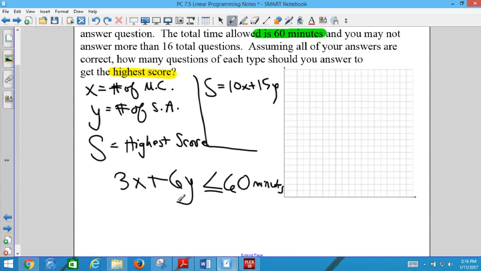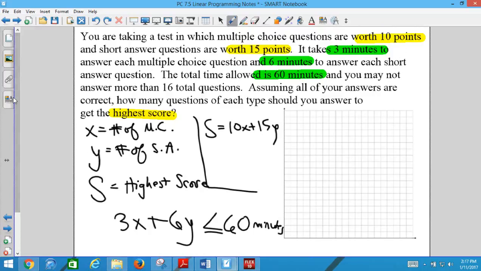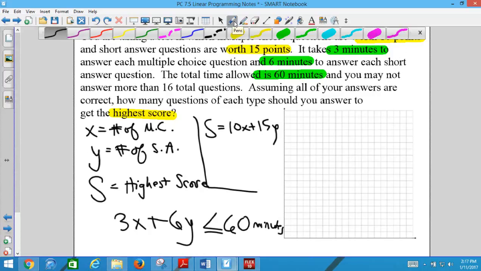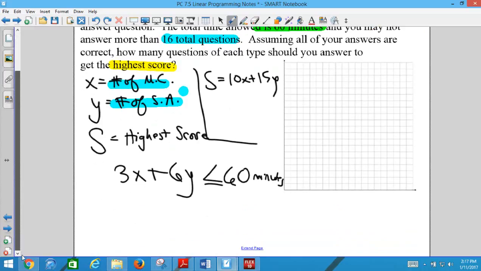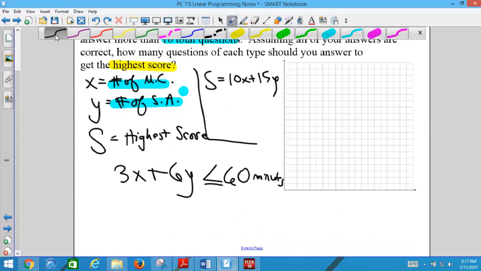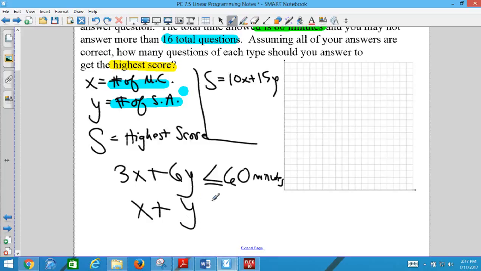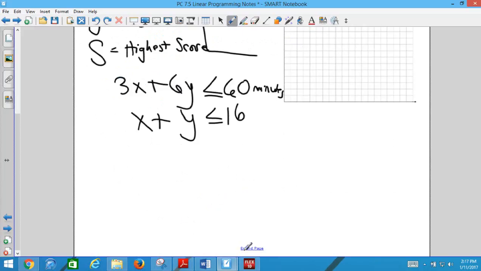So what's another total that we have up in here? X plus Y. Okay, I was just asking for the total, but you guys are overachieving. Questions, right? And all we know about questions is that that's how many total you have. But we do know X is the number of multiple choice and Y is the number of short answer. So we just do X plus Y less than or equal to 16. So that's questions. Are there other constraints?